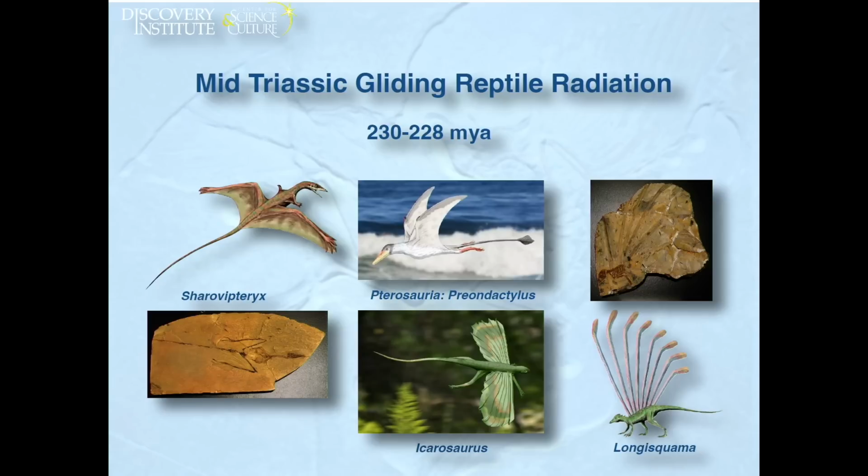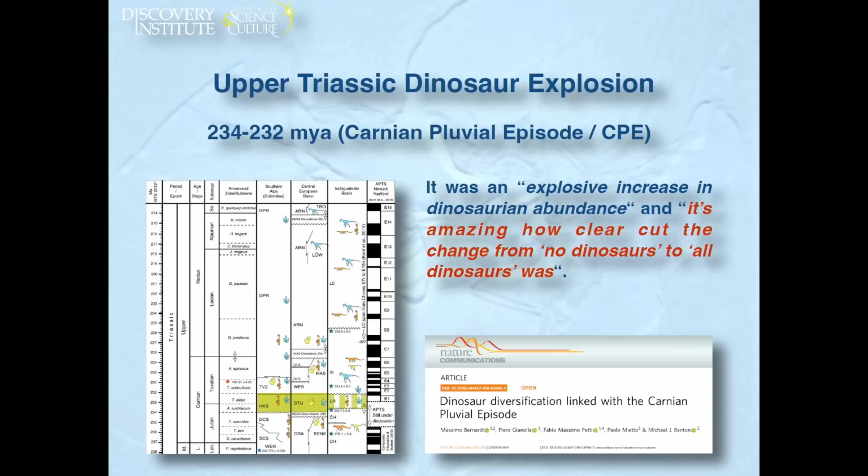Same with gliding and flying reptiles, including the first active flyers, the pterosaurs. And even with dinosaurs, there was recently an interesting paper published in one of the Nature journals, and the lead author in the press release said there was an explosive increase in dinosaur abundance in the Triassic. It's amazing, and that is a literal quote, it's amazing how clear-cut the change from no dinosaurs to all dinosaurs was. That doesn't really sound like gradual, slow Darwinian development, does it?